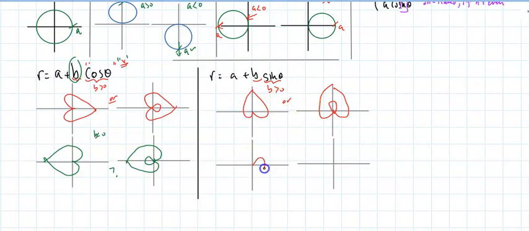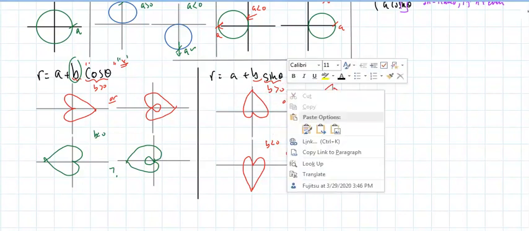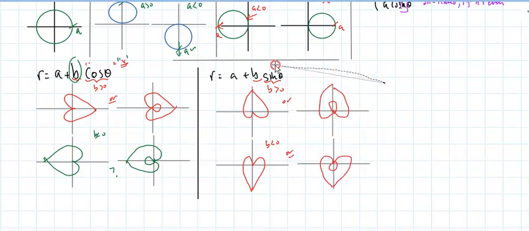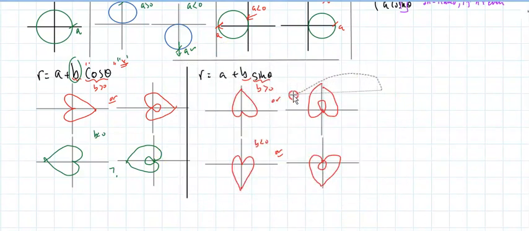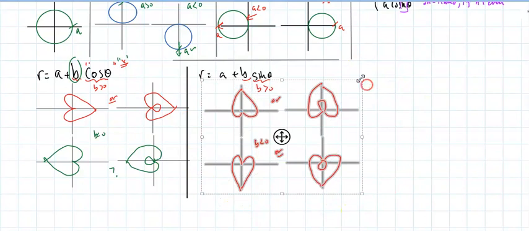Or if b happens to be negative, it's a heart shape wrapped around the negative y-axis. And again, it could have a loop or not a loop. Not to worry if you're not really getting this loop business, because there's a really easy way of figuring that out, and I'm going to show you how that plays, not only for just those, but for any graph.